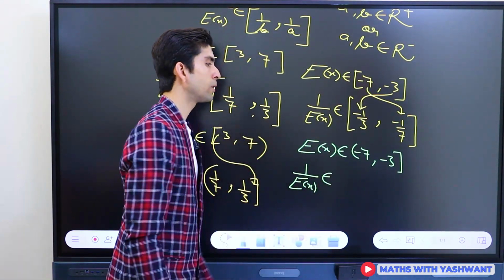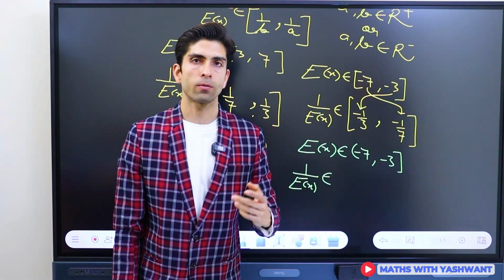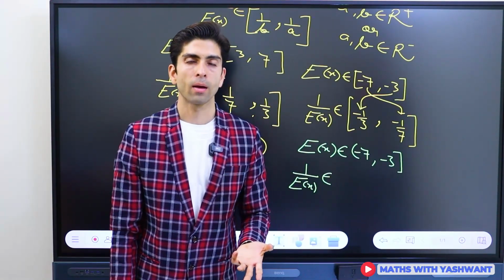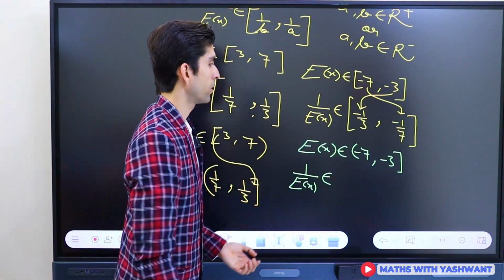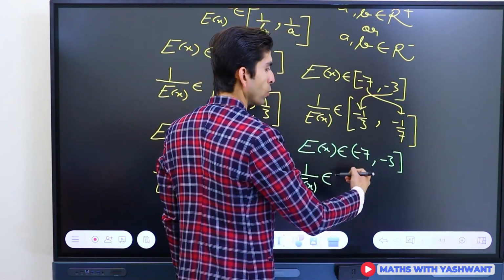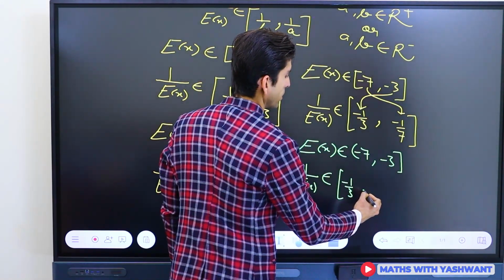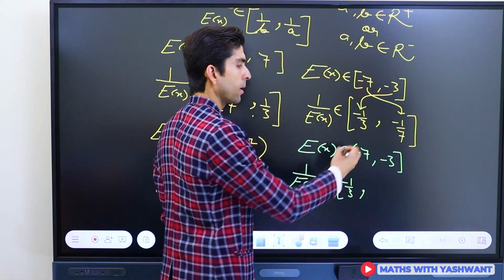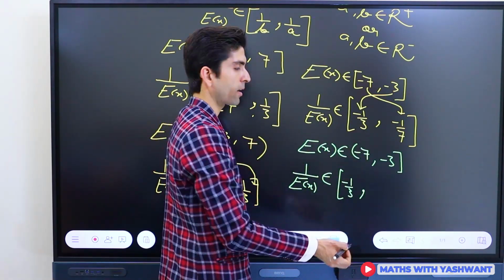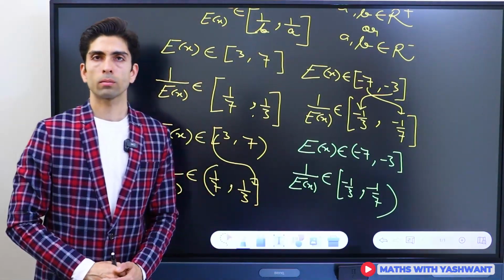So we just do the reciprocal and reverse the order, and while reversing the order of the left and right hand boundary points, we'll reverse the open and close as well. So for -3 close, when we reverse after doing the reciprocal, it will be -1 by 3 close, and we have -7 open, and after the reciprocal it will be -1 by 7 open. So this we have to do.